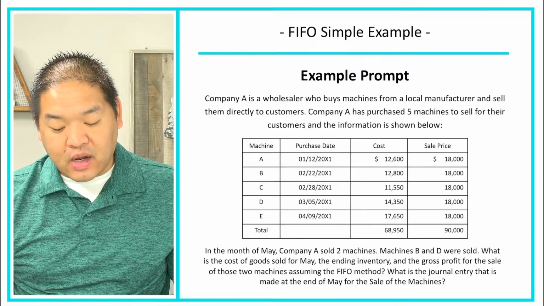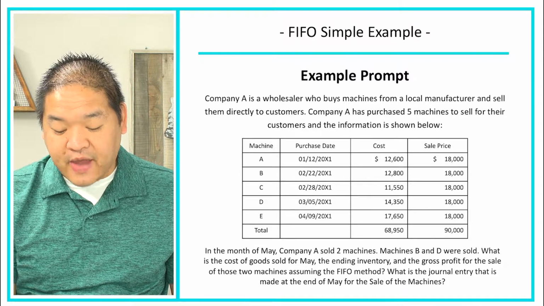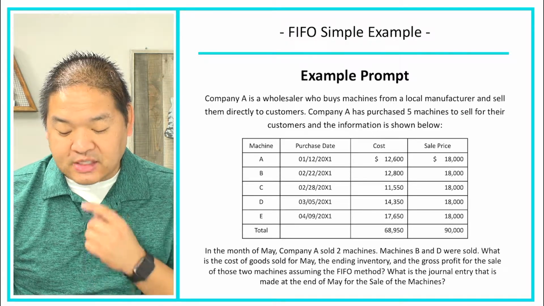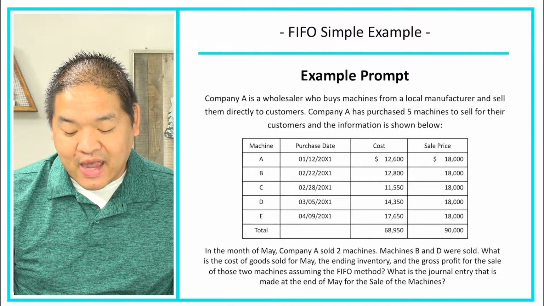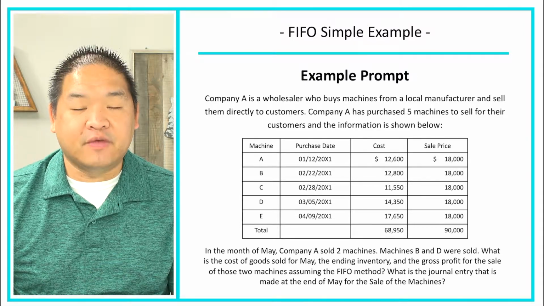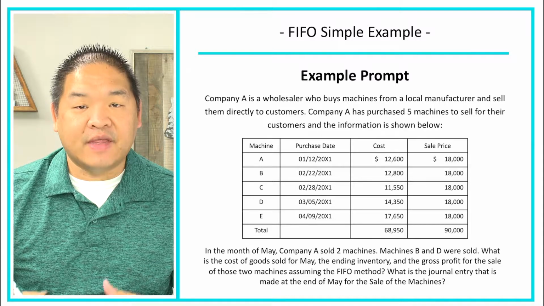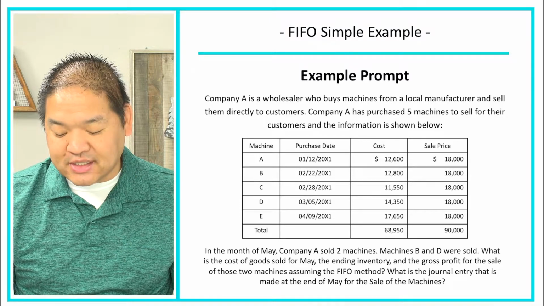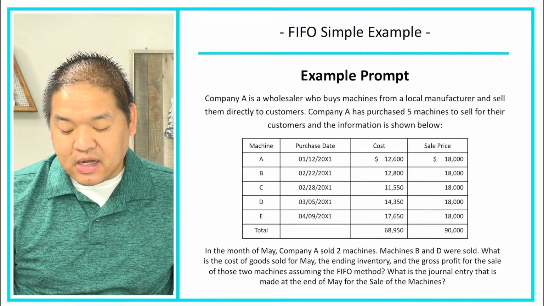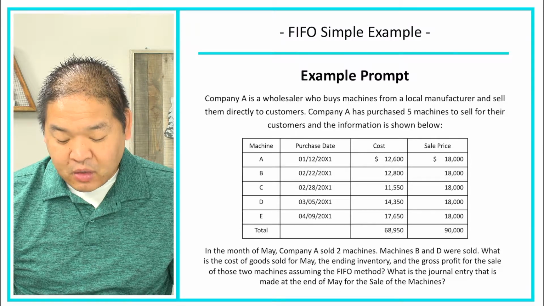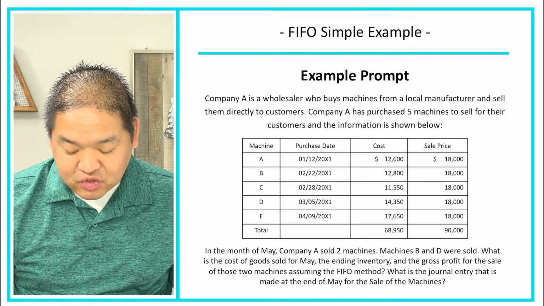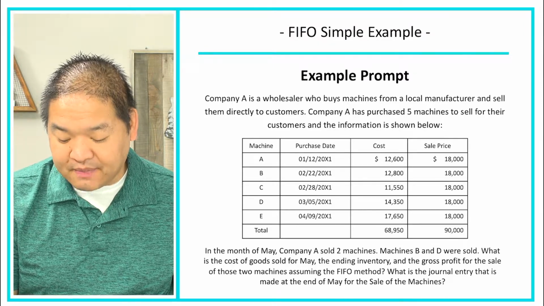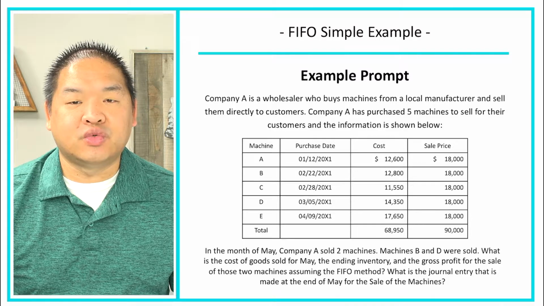Company A is a wholesaler who buys machines from a local manufacturer and sells them directly to customers. Company A has purchased 5 machines to sell for their customers, and the information is shown below. So we've got information on the 5 units that they can sell to customers. In the month of May, Company A sold 2 machines. They sold B and D to their customers. What is the cost of goods sold for May, the ending inventory, and the gross profit for the sale of these 2 machines, assuming the FIFO method? And then it's going to ask us what is the journal entry, which we'll get to at the end of this lesson.